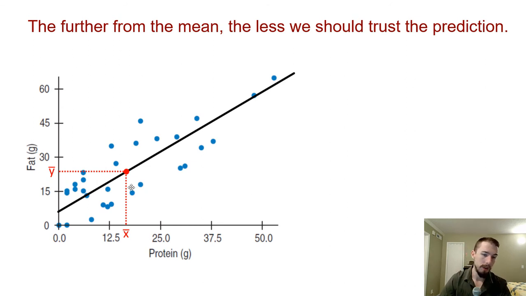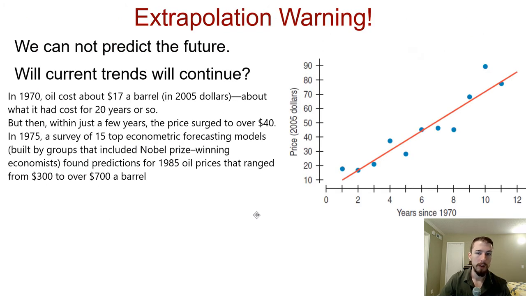So the further we get away from average protein, the less we should trust the model, because the most conservative estimate would be to just guess average fat content across the board. That doesn't necessarily mean it's actually going to be a problem. If we did a protein content of 40, it's probably going to be pretty good, but we would trust the estimate a whole lot more if it was closer to the mean point. So in general, the further we get away from the mean for the explanatory variable, the less we should trust the prediction. Our extrapolation warning.